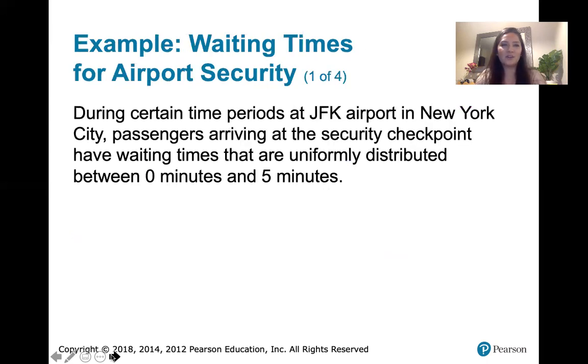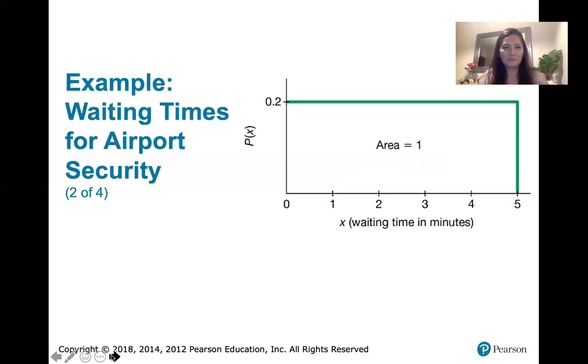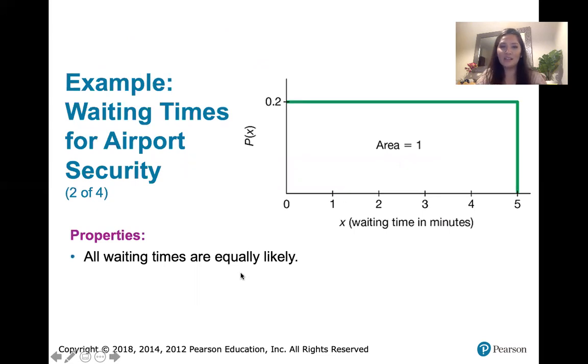It says, during certain time periods at JFK Airport in New York City, passengers arriving at the security checkpoint have waiting times that are uniformly distributed between 0 minutes and 5 minutes. So everyone waits between 0 and 5 minutes. The graph would look like this. And we're going to talk about the properties of this on the next slide. So here are some properties. First, all waiting times are equally likely. Since all waiting times are equally likely, that probability density function is equal to a constant value.